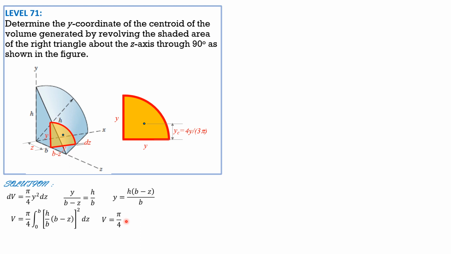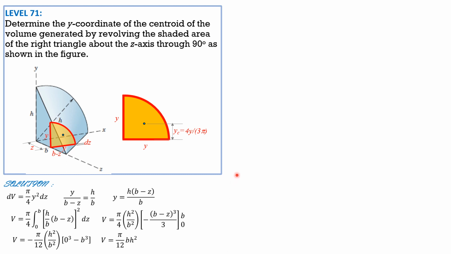So volume equals pi over 4 h square over b square, then negative quantity b minus z cube over 3 from 0 to b. Integral of b minus z square is negative b minus z cube over 3 from 0 to b. So substitute negative pi over 12 h square over b square, then z 0 cube minus b cube. So the volume is pi over 12 bh square.